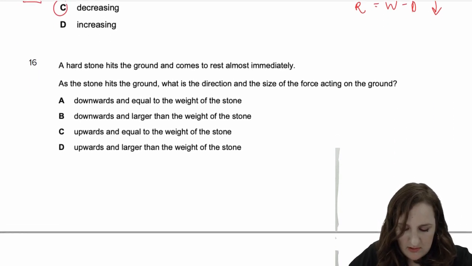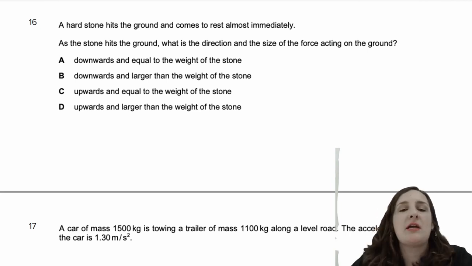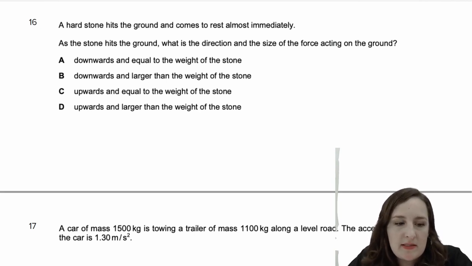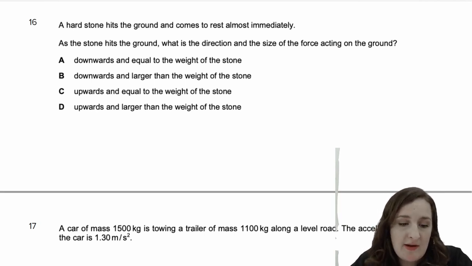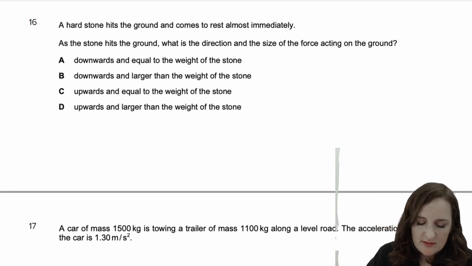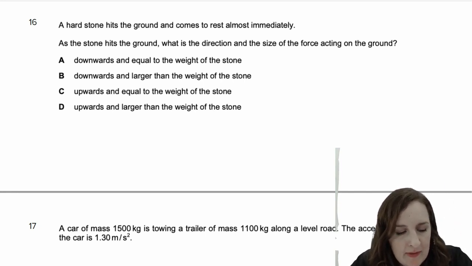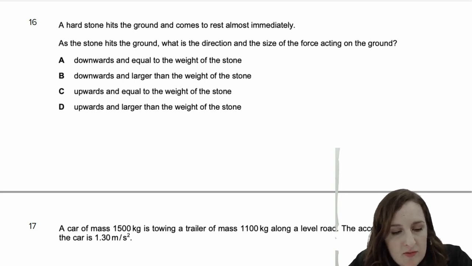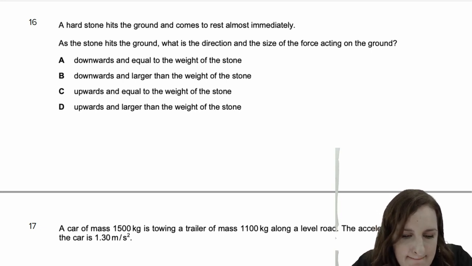So we're going to move on to question 16. This one actually I think is one of the most complicated questions on the paper. Once you get your head around it, it's fine. So we've got a hard stone hits the ground and comes to rest almost immediately. As the stone hits the ground, what is the direction and the size of the force acting on the ground? So we've got two things to consider here.